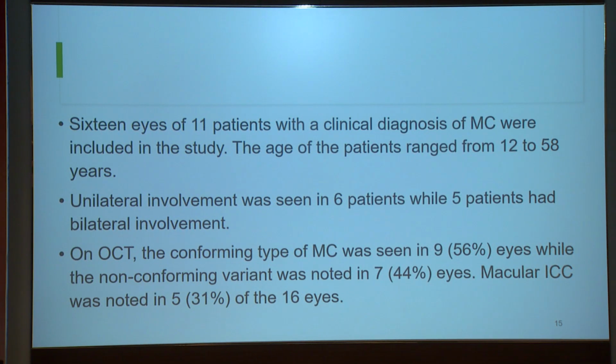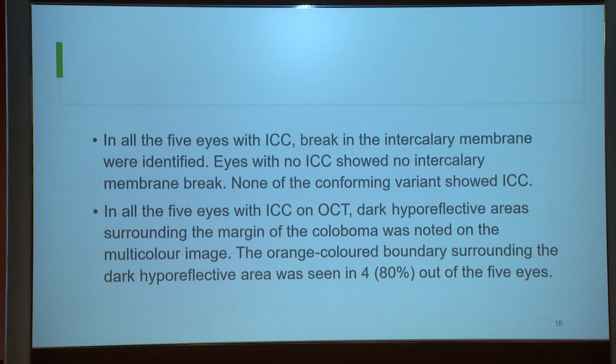On the OCT, the conforming type of macular coloboma was seen in 9 eyes, while the non-conforming variant was noted in 7 eyes. Macular ICC was noted in 5 eyes of the 16 eyes. In all the 5 eyes of ICC, there was a break in the intercalary membrane. Eyes with no ICC showed no intercalary membrane break, and none of the conforming variants showed ICC.